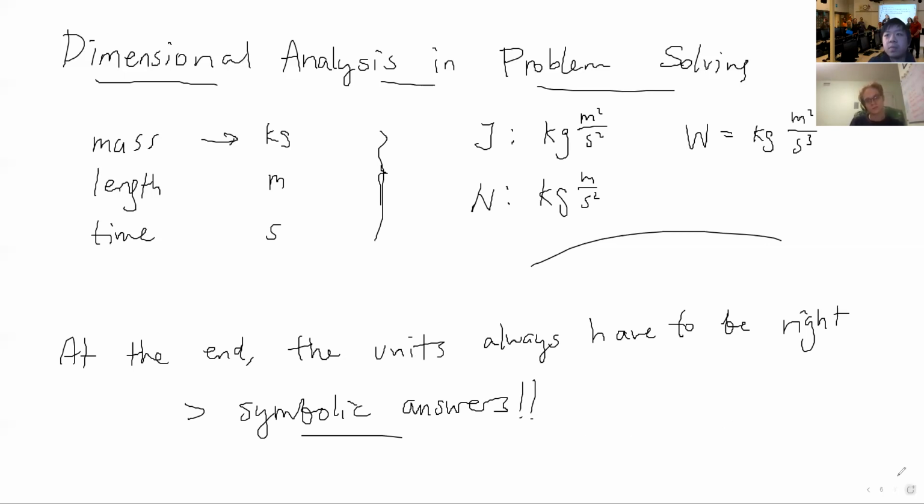Okay, I'm going to start you off on a pendulum. I want to show you that when you utilize dimensional analysis, you can actually do a lot of physics problems without even knowing any physics.